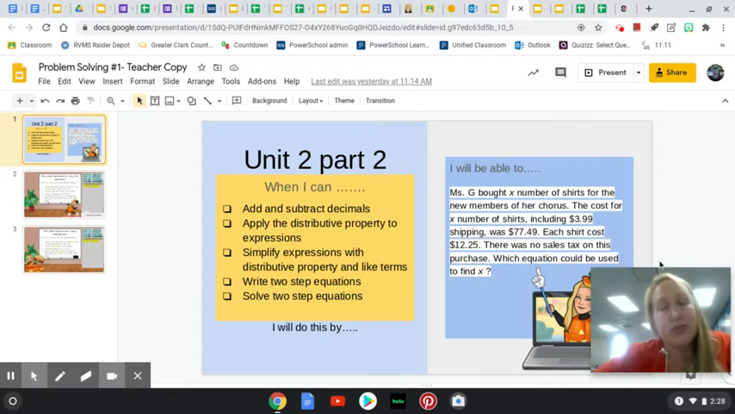Okay, we are going to begin our unit on problem solving. And problem solving is going to tie into determining how to write an expression and then an equation.